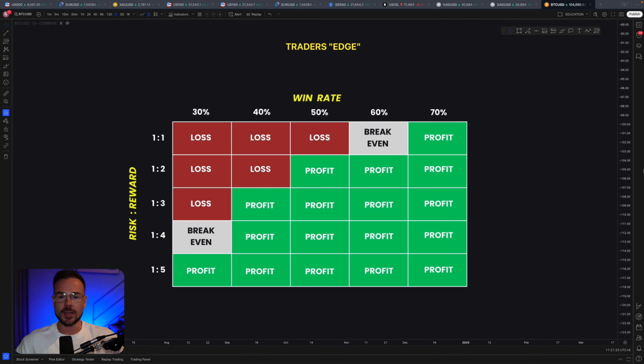Now it's time to look at trader's edge. We've looked at win rate and we've looked at risk to reward. Now we need to understand, what is a trader's edge? And why do we need to learn our win rate, and why do we need to learn our risk to reward to be able to work out our trader's edge?